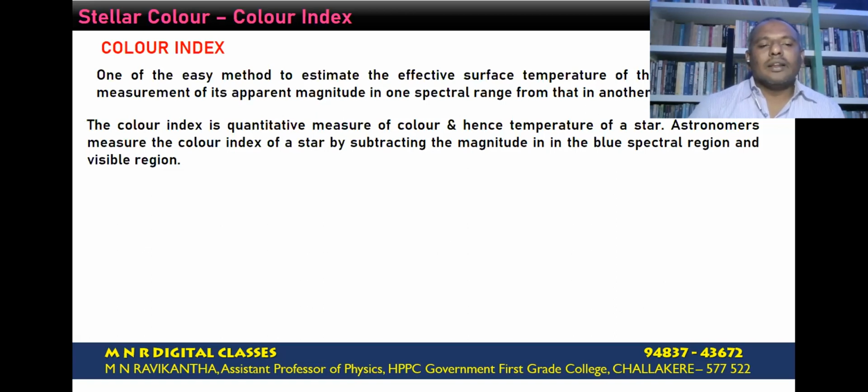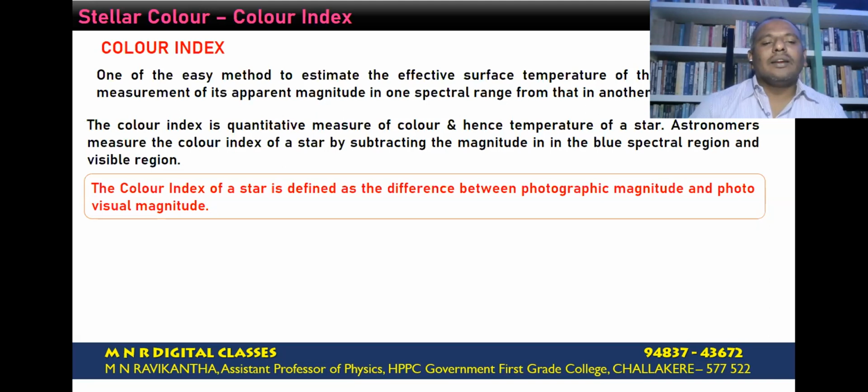Astronomers measure the color index of a star by subtracting its magnitude in the blue spectral region and in the visible spectral region. That is, the magnitude of the star is measured in two different spectral regions, that is in the blue spectral region and the visible spectral region. Then the difference in the magnitudes in those spectral regions gives the color index for the given star. So the color index of a star is defined as the difference between photographic magnitude and photovisual magnitude.